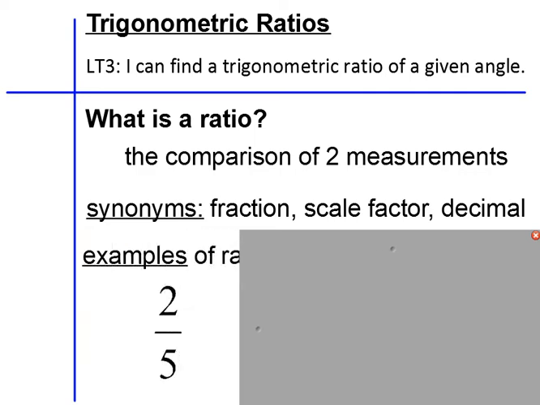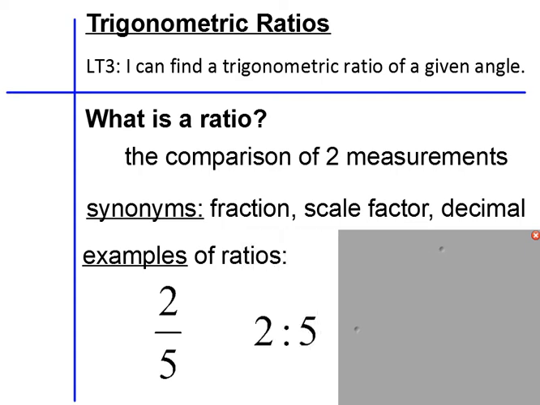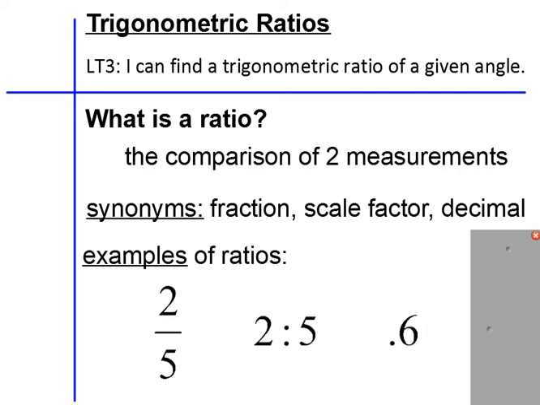Examples of this are 2/5 is a ratio. 2:5 is also a ratio. And 0.6 is also a ratio. Now, all three of these ratios are actually equal to each other. We will be focusing today on 2 divided by 5, or 2/5, as a way of writing our trig ratios.